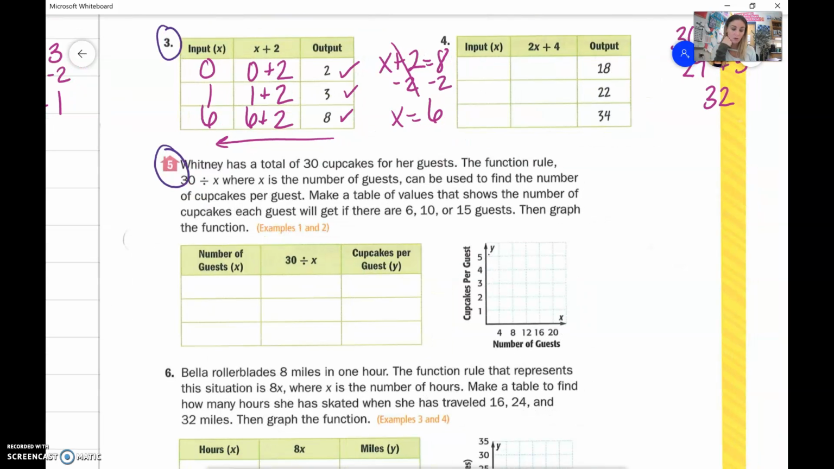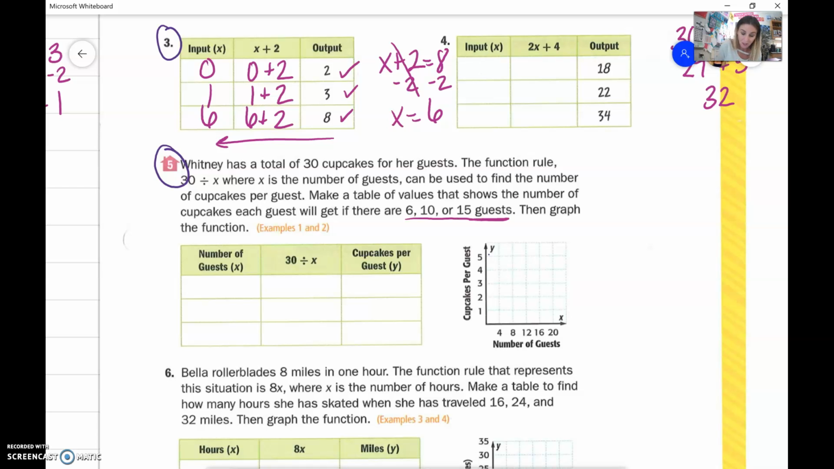It says Whitney has a total of 30 cupcakes for her guests. The function rule 30 divided by x, where x is the number of guests, can be used to find the number of cupcakes per guest. Make a table of values that show the number of cupcakes each guest will get if there are 6, 10, or 15 guests. Then graph the function.